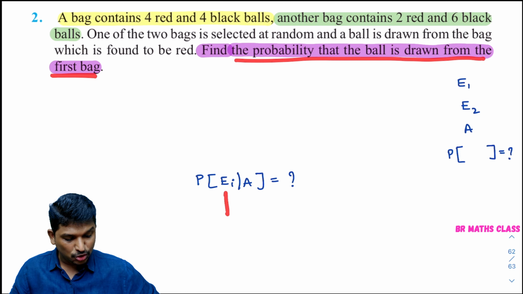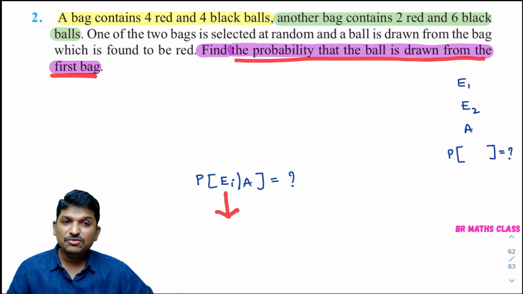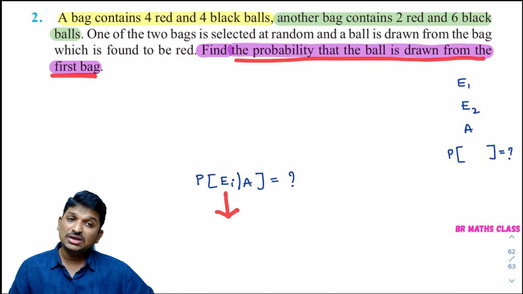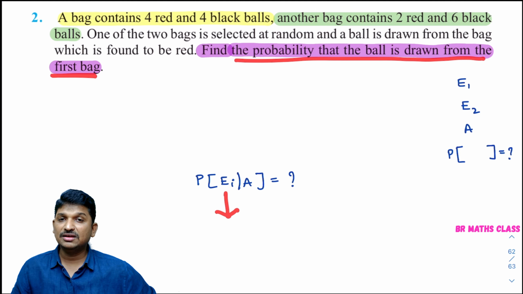That means, what about Ei's? What is E1? Probability that the ball is drawn from first bag. What is E2? Probability that the ball is drawn from second bag. In case if a third bag is there in the question, E3 is selecting third bag, right? So here, how to identify Ei's?